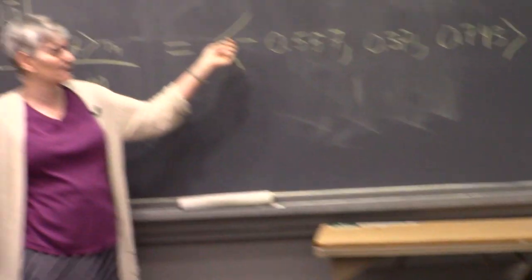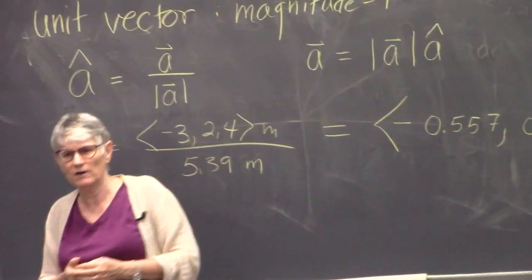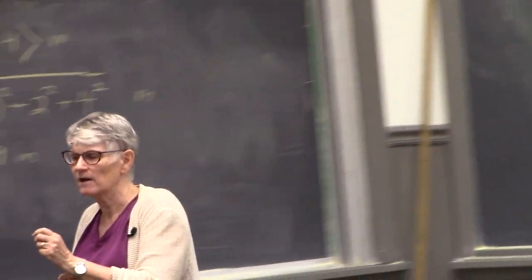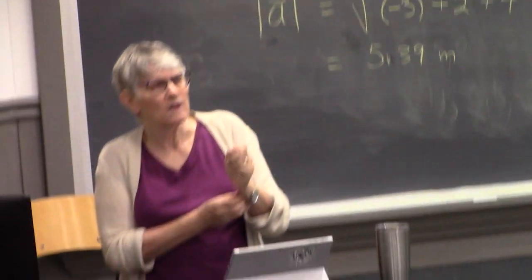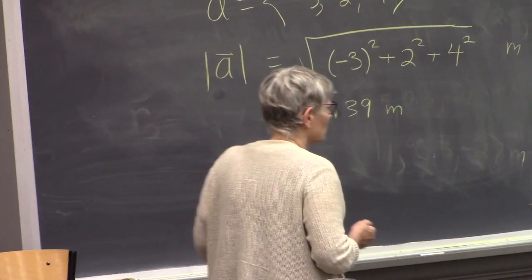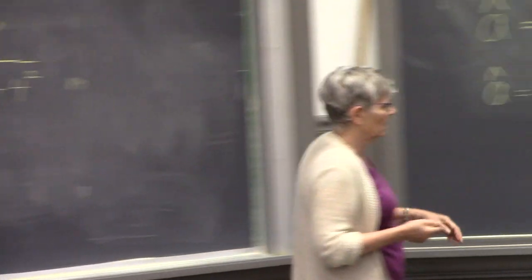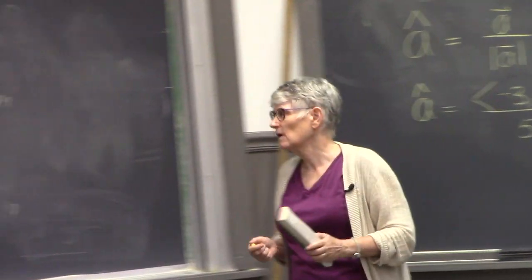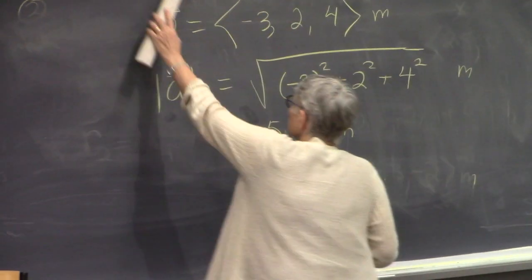So now once we've got this unit vector, we can make all the vectors we want in the direction of A. All we do is multiply by 3 to get a vector of magnitude 3, or 20 to get a vector of magnitude 20, or whatever. Now there are 3 quite special unit vectors, and they have special names.